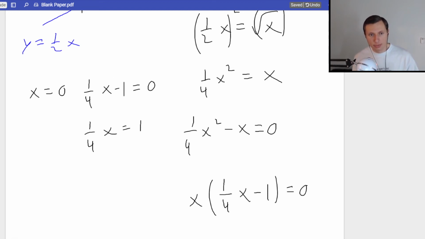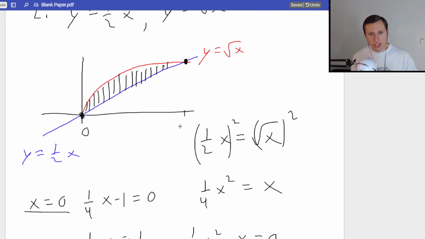1/4 x equals positive 1. Multiply both sides by 4. You get x equals 4. So we have our two intersection points, x equals 0 and x equals 4. Any questions how I got that? x equals 0 and x equals 4.